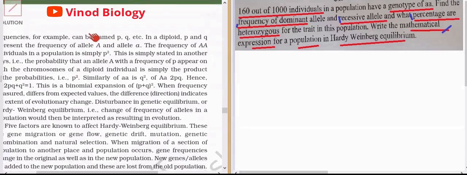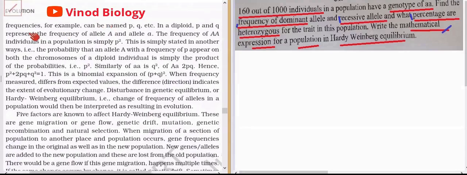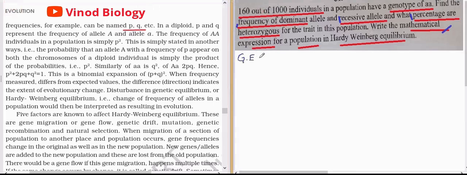So what is it saying here? The frequencies are mentioned as P and Q. These letters were given here. So according to the previous explanation, the genetic equilibrium is called P plus Q equals 1.